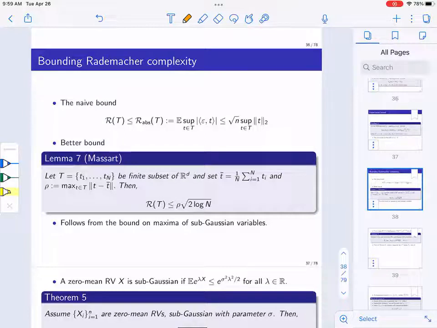So the naive bound, now let's try to bound this. If I have a Rademacher complexity R(T), without absolute value, it is always bounded by the one with absolute value, by definition. The naive bound that we did last time was Cauchy-Schwarz. So you would bound this by the norm of epsilon times the norm of t. And the norm of epsilon is root n, because they're plus or minus ones. So you get this bound, root n times the sup. This is like the radius, like half the diameter of the set.